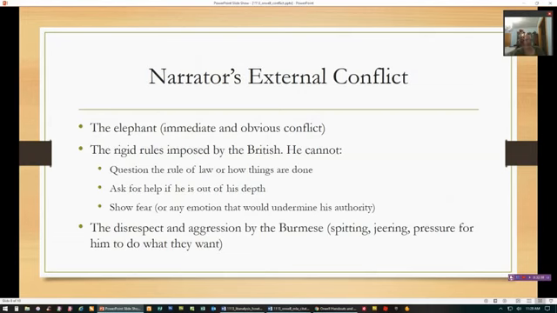Another external conflict that he has to deal with is the aggression and the disrespect of the Burmese. Right. They are doing these things to him, and how is he supposed to react to them?